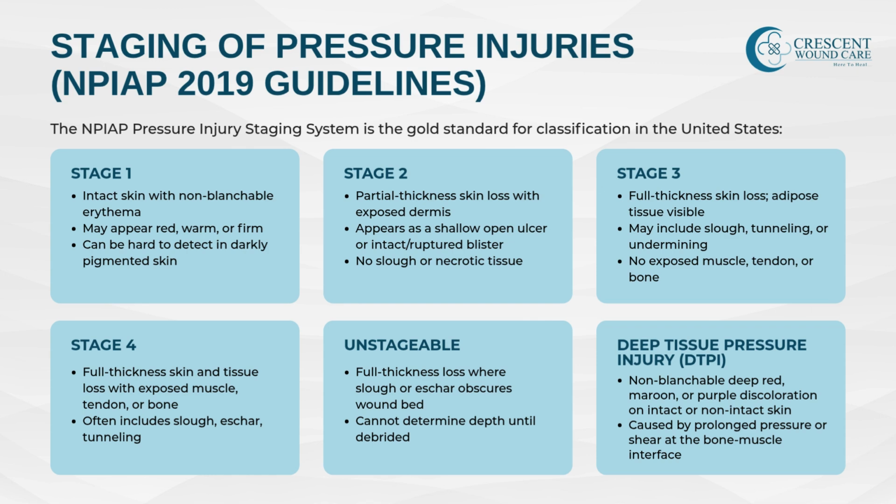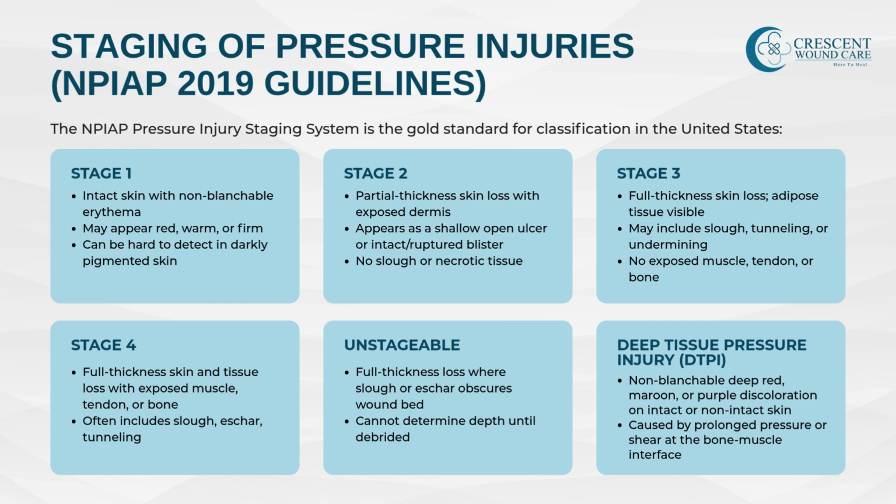Stage 4, full thickness loss with exposed bone, tendon, or muscle. High risk of osteomyelitis or systemic infection, often deep and necrotic. Unstageable. The wound base is completely covered with slough, yellow, or eschar, black, making depth impossible to determine until debridement.